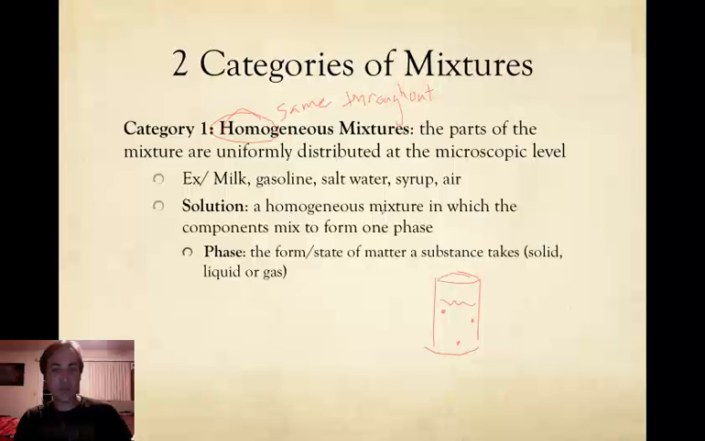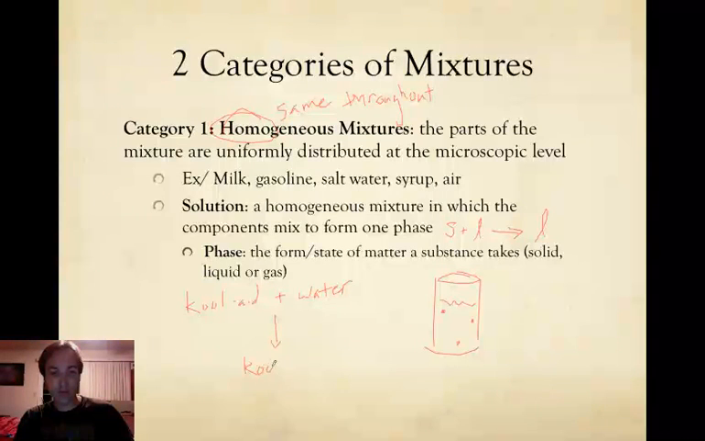A solution is when you have a homogeneous mixture in which the components mix and they form one phase. So what that means is that we take the different parts, and they could be something like a solid and a liquid. We combine them to make our solution, but when we're all done, it's all liquid. For an example of this, think of something like Kool-Aid. Kool-Aid comes as a powder, right? You add it to water, and when you're done, you get Kool-Aid drink, right? Which is just one phase.